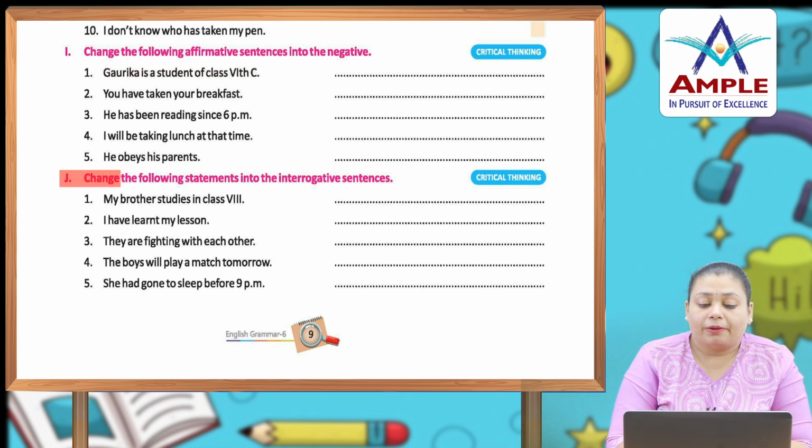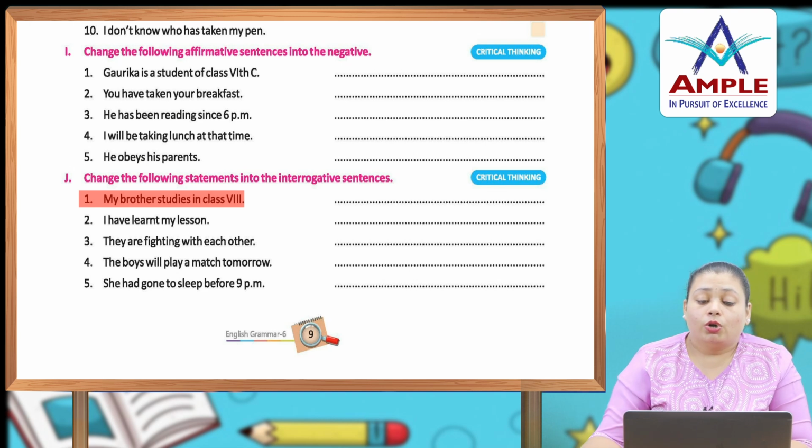Moving to next, J. Change the following statement into the negative interrogative sentence. Change the following statement into the interrogative sentence. Number 1, my brother studied in class 8th. Is my brother studied in class 8th? Or does my brother studied in class 8?